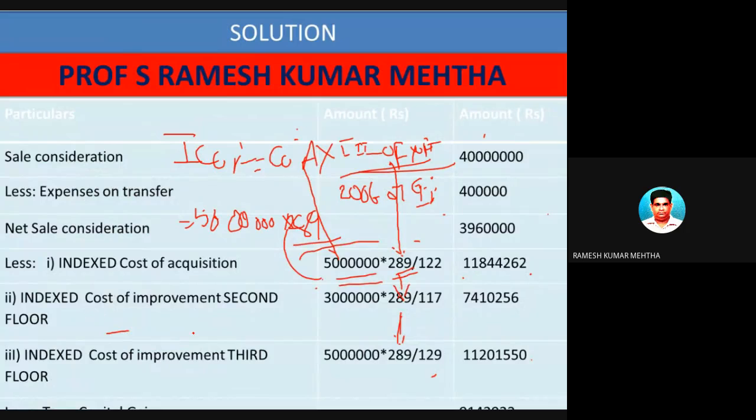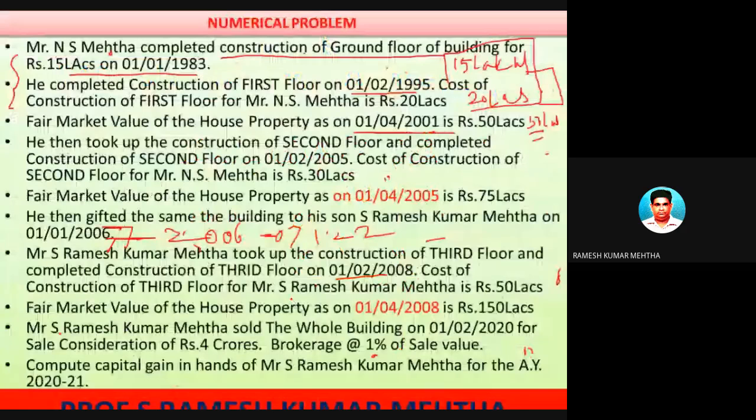Next one is indexed cost of improvement. Any improvement to the floor or the building after 1/4/2001, either by the assessee or by the previous owner, has to be considered. Okay, we are considering that one also.